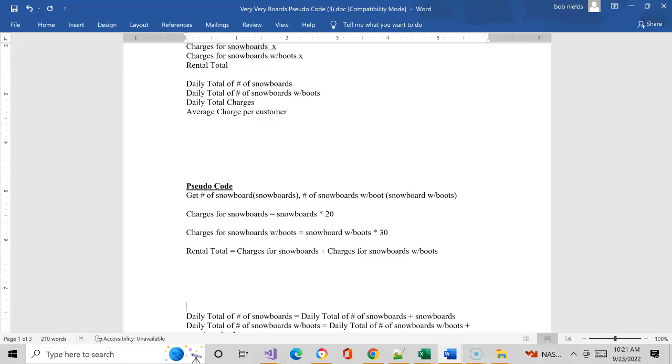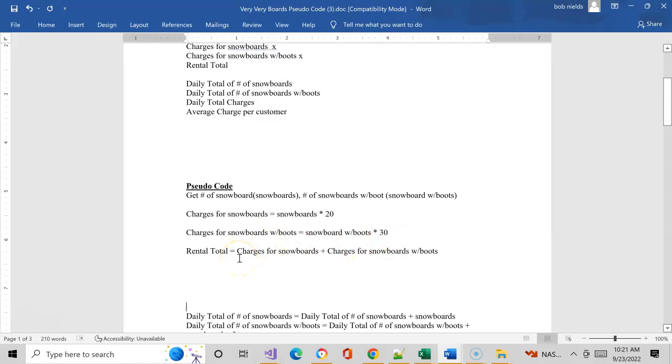If all of a sudden you were tasked with, okay, can you write down the instructions on how to add up an invoice for somebody for snowboards so I can give it to the employee? You might say, okay, yeah, so what they're going to do is the customer will come in and tell us how many snowboards they want. Based upon how many they want, you multiply it by $20. And that's those charges. Then you multiply the snowboards with boots they may want by $30, and that's those charges. You add those together, you got the rental total.